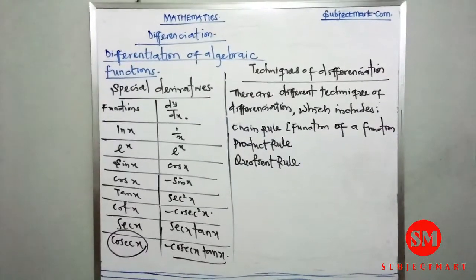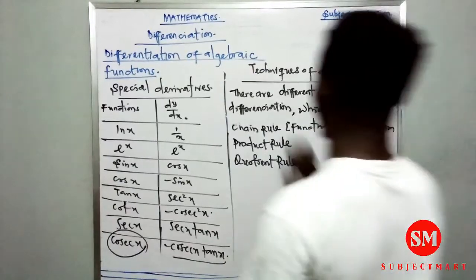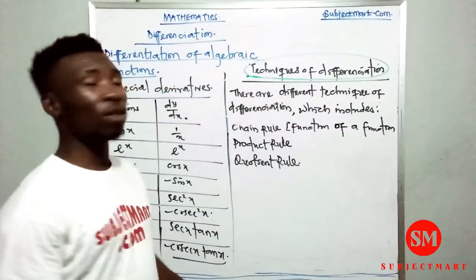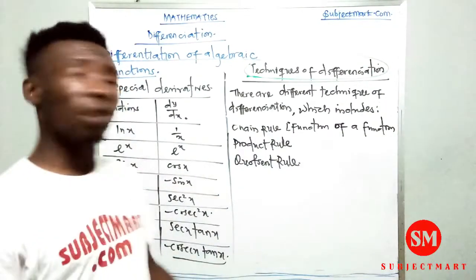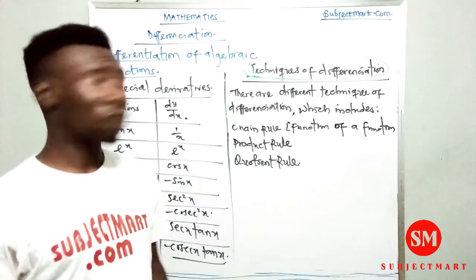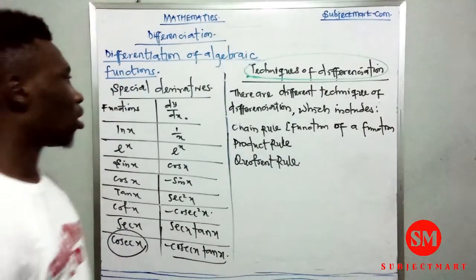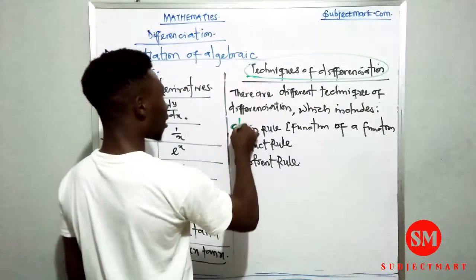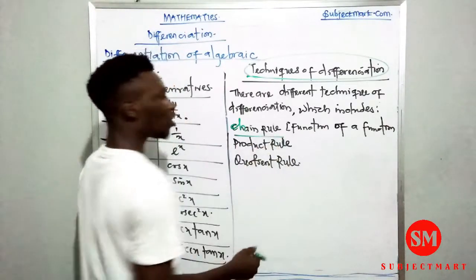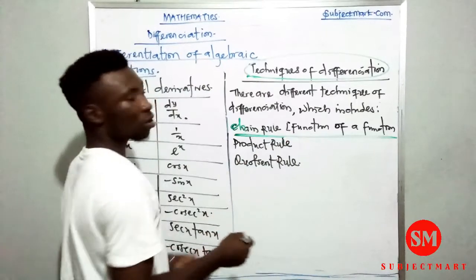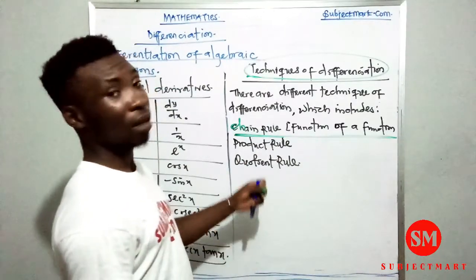Now we go further to what we call the techniques of differentiation. This technique simply means ways of how we want to solve problems on differentiation. There are different ways or different techniques of solving problems under differentiation. So one of these ways is the chain rule. Now this chain rule, you can call it the function of a function. This chain rule is very, very important. I'll explain further when I start.